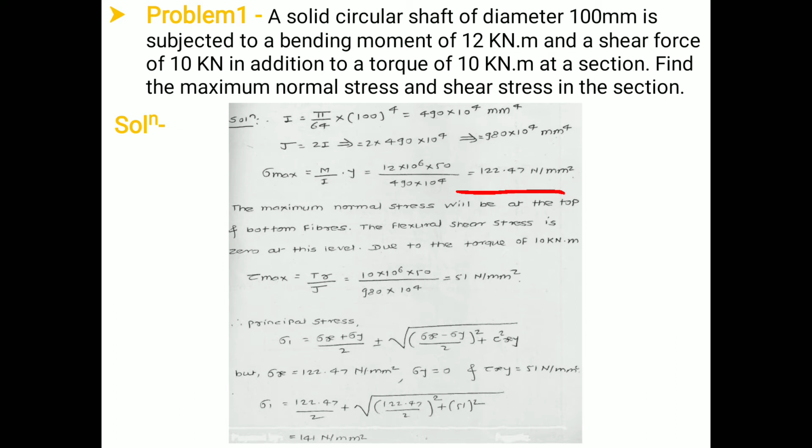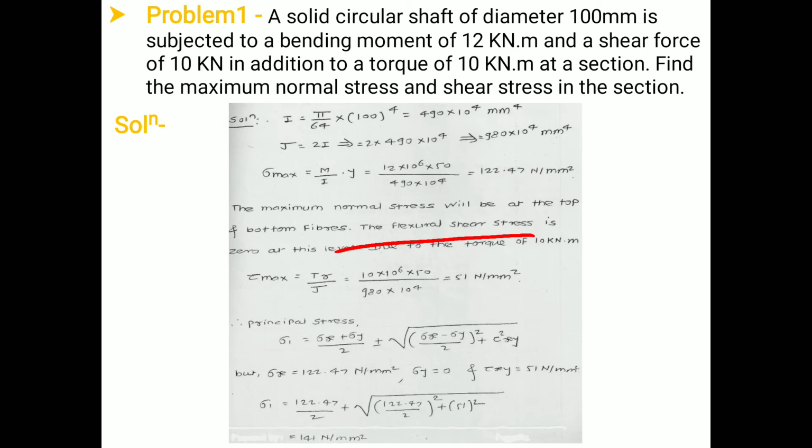Remember that this is the value of maximum bending stress, because the value of y which we have considered is the value of capital R. So it will be the extreme fiber, from the top also and from the bottom also. Whatever answer we get for the bending stress, it is the maximum one. The maximum normal stress will be at the top and bottom fiber. This is the value of maximum normal or bending stress. The value of flexural shear stress will be 0 at these levels.